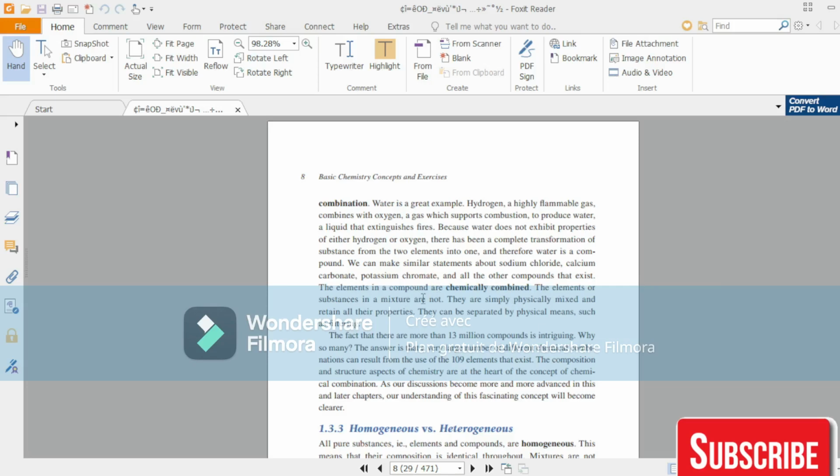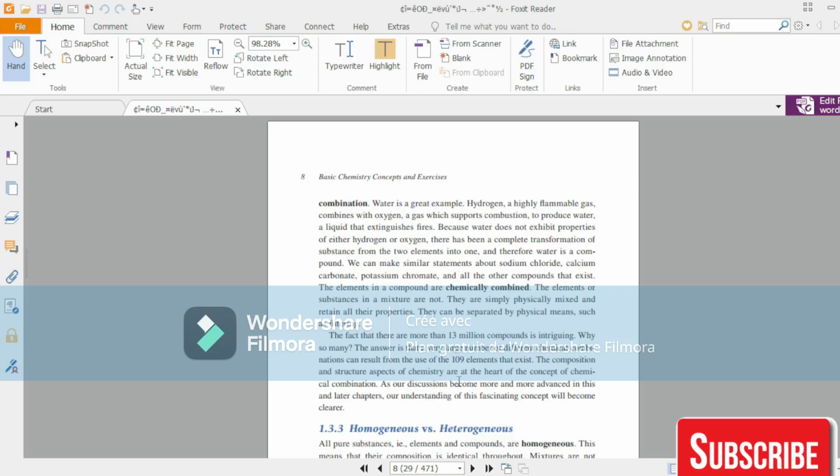The elements in a compound are chemically combined. The elements or substances in a mixture are not. They are simply physically mixed and retain all their properties. They can be separated by physical means, such as filtering.